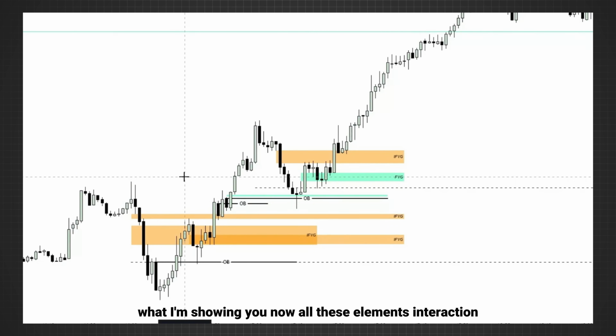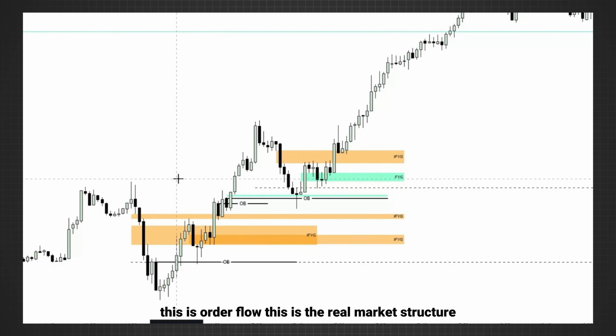What I'm showing you now, all these elements, interaction, this is order flow. This is the real market structure. That is how the price is formed, logic, smart money, every element is worked out here, and this is time frame M1.